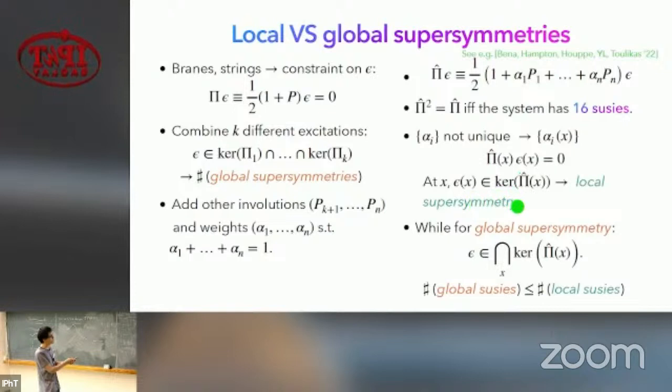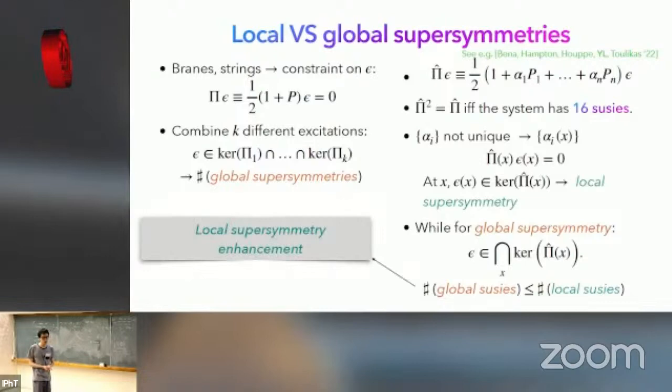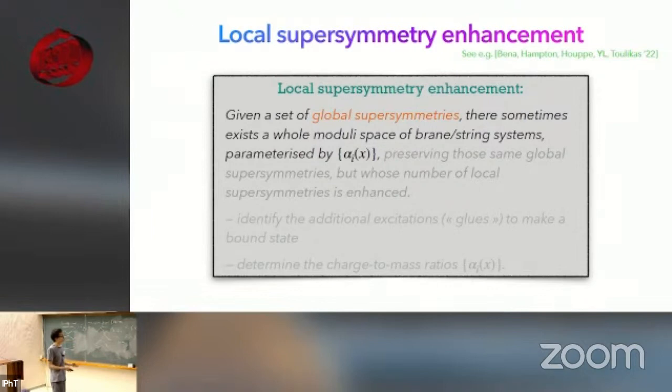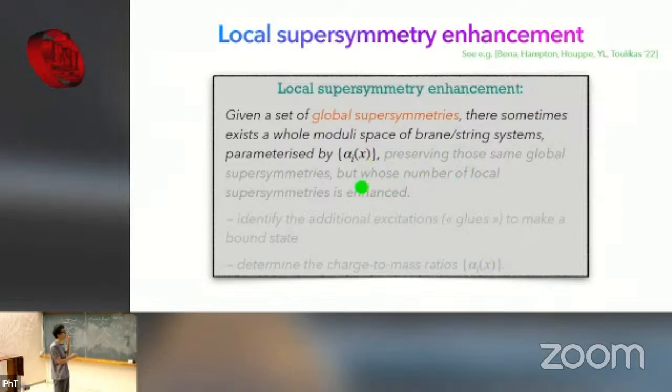But global supersymmetry is that you need an epsilon that is constant that belongs to the intersection of all of the kernels where x is varying. Because this set is included in this set, it shows that the number of global supersymmetries is less than the number of local supersymmetries. And this is local supersymmetry enhancement. So to recap, you can consider a set of global supersymmetries. Sometimes there exists a whole moduli space of branes and string systems that are parameterized by alpha i's of x. These brane and string systems preserve the same global supersymmetries, but the number of local supersymmetries is enhanced.